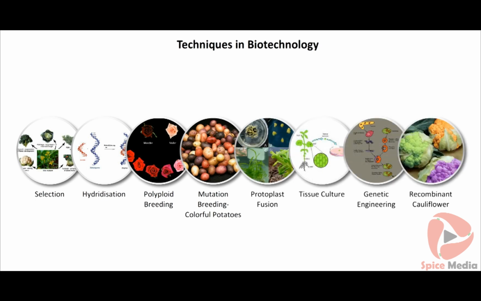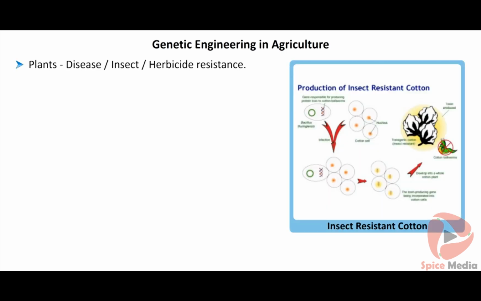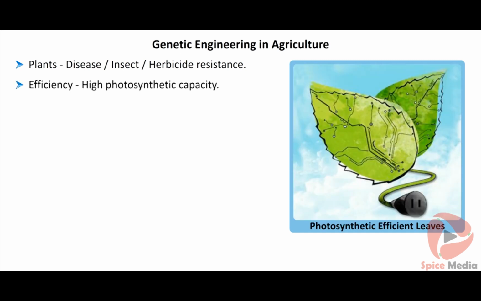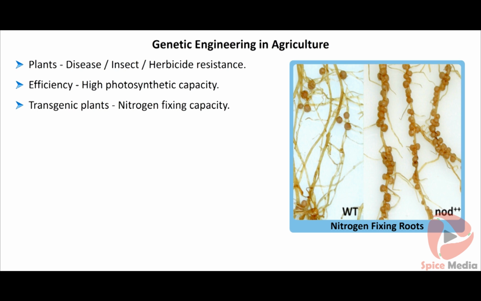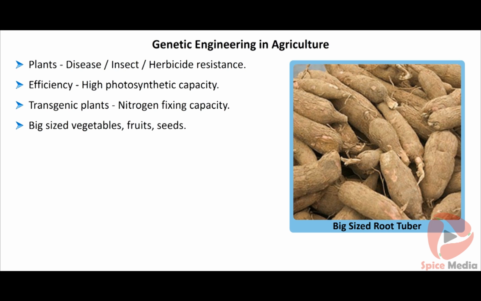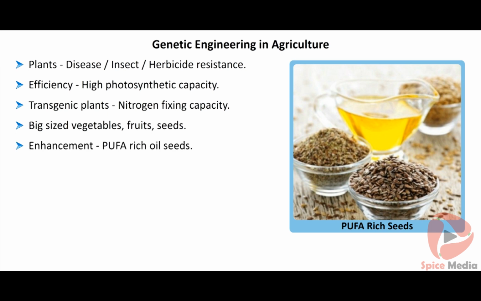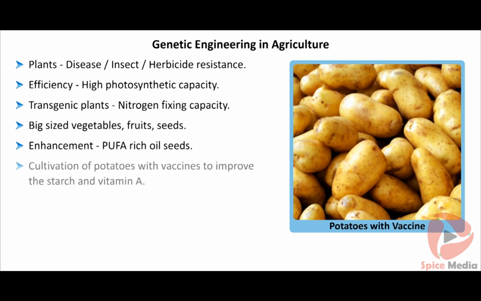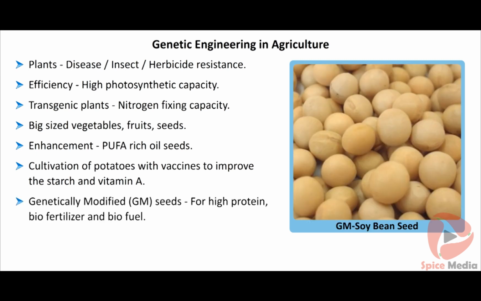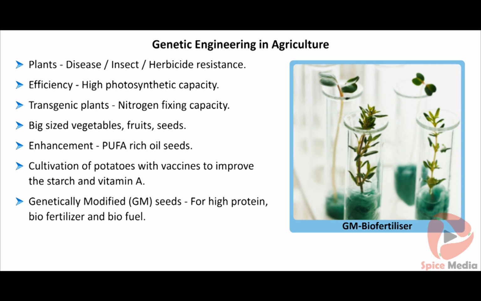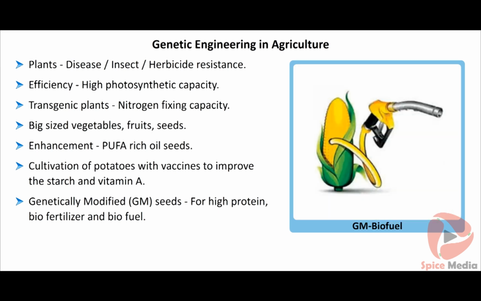and genetic engineering. The aim of agricultural biotechnology is producing plants resistant to diseases and insects and herbicides, producing plants with high photosynthetic efficiency, creating transgenic plants with nitrogen fixing capacity, increasing the size of storage roots, seeds, fruits, and vegetables in order to fulfill the need of people, enhancing PUFA, polyunsaturated fatty acid, rich oil seeds soya for heart patients, cultivating the potatoes with vaccines to improve the starch and vitamin A, producing genetically modified GM seeds for high proteins, biofertilizers to avoid mutation and biofuels to prevent pollution.